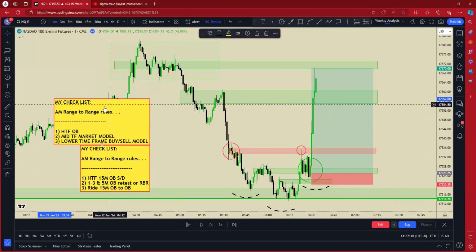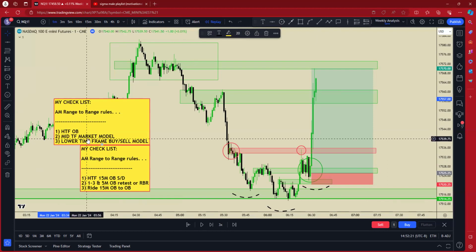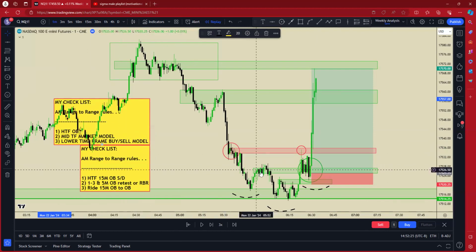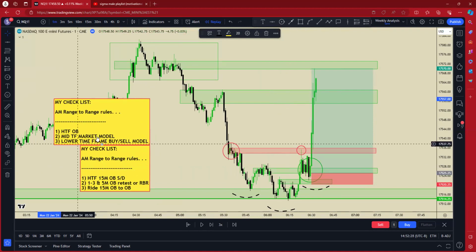But again, the checklist is the higher time frame OB, mid time frame market model, lower time frame buy or sell model. And then we'll go over more of the buy models. I'll post something also on this.